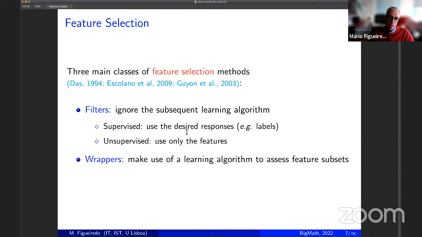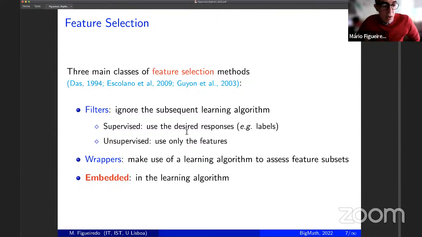Wrappers are methods that, as the name implies, are wrapped around some learning algorithm. So you use a learning algorithm to estimate your parameters, and then you assess the quality of each feature subset by using that learning algorithm with those features. And then you have some selection method, some optimization outer loop, wrapped around the learning algorithm. And then the embedded methods, which are the most commonly used today and more interesting from my perspective, where the selection is embedded into the learning algorithm itself.